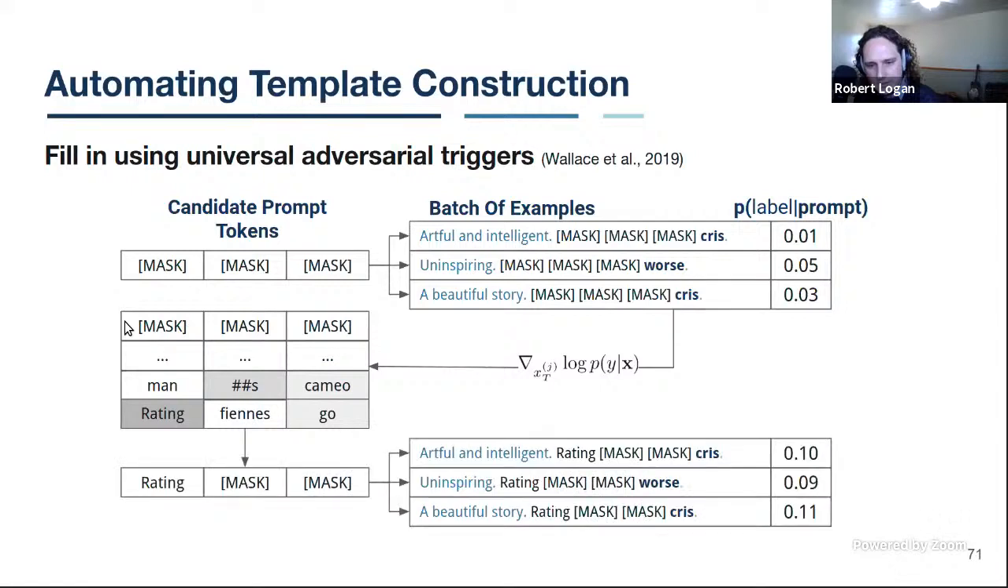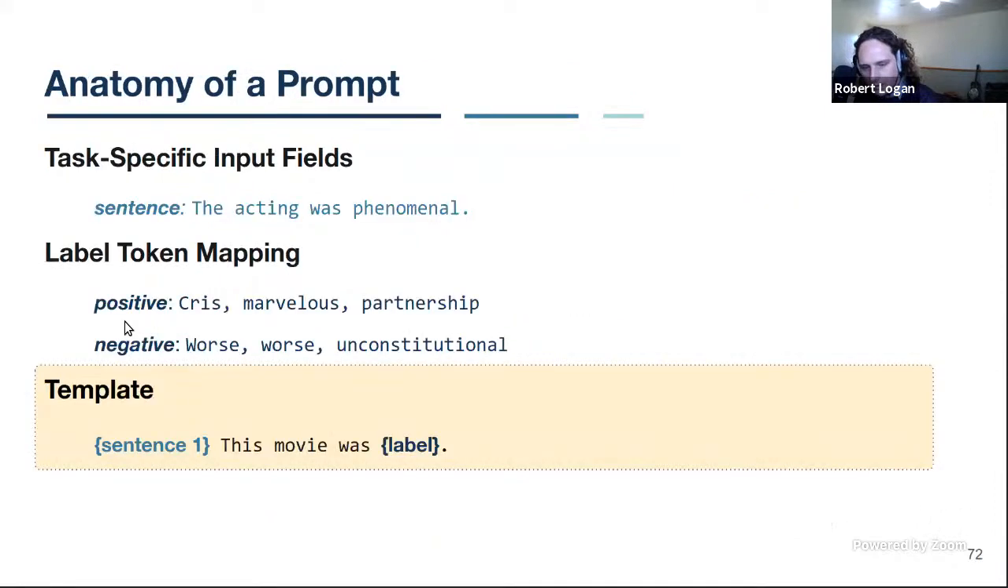In the next iteration of this algorithm, we would then switch the mask token out with the best performing prompt token and iterate until convergence. Carrying this process out, we would ultimately end up with something that might look like this.